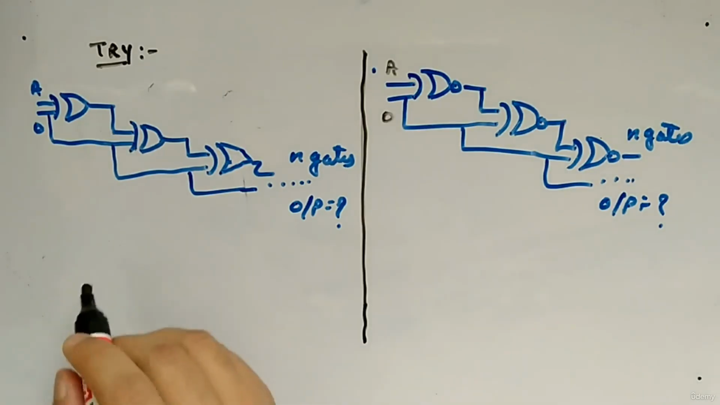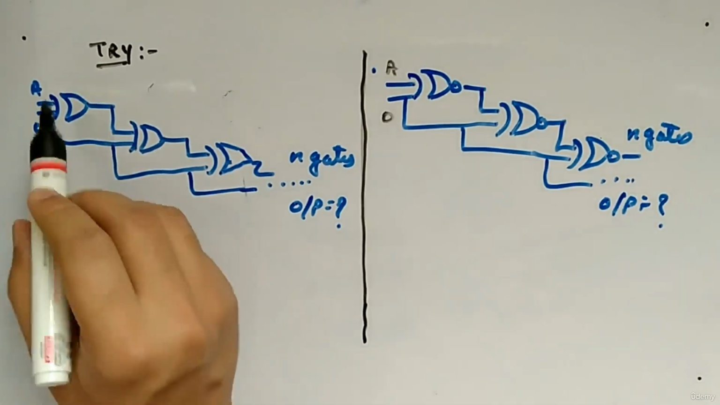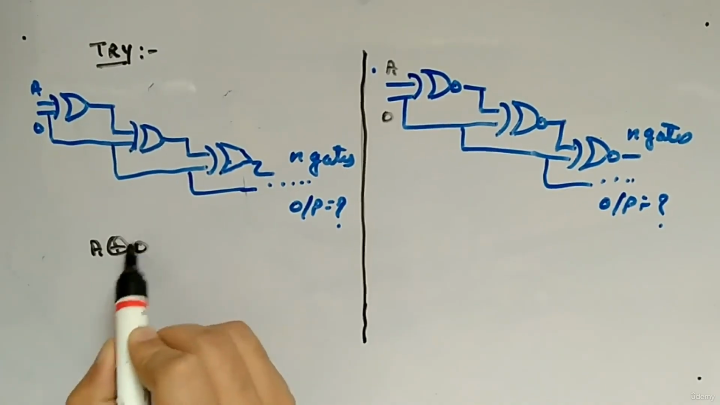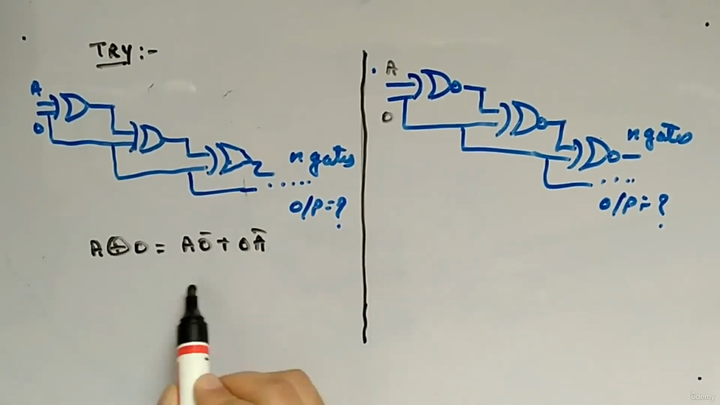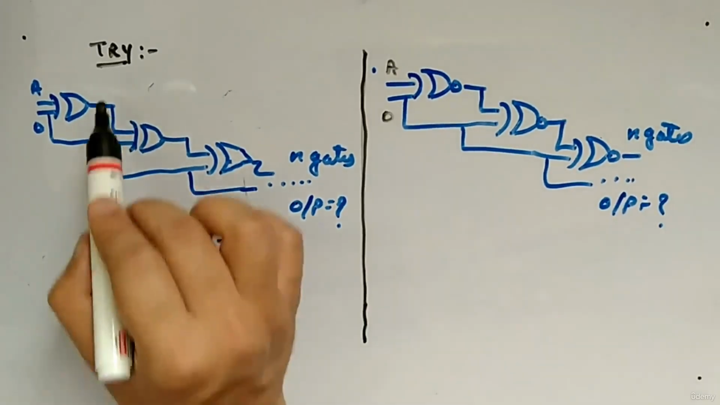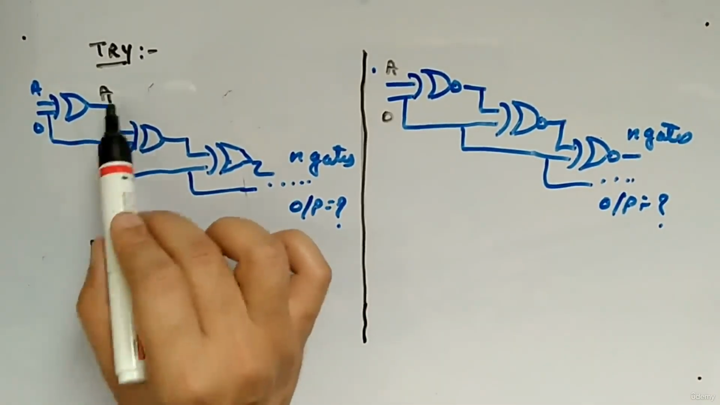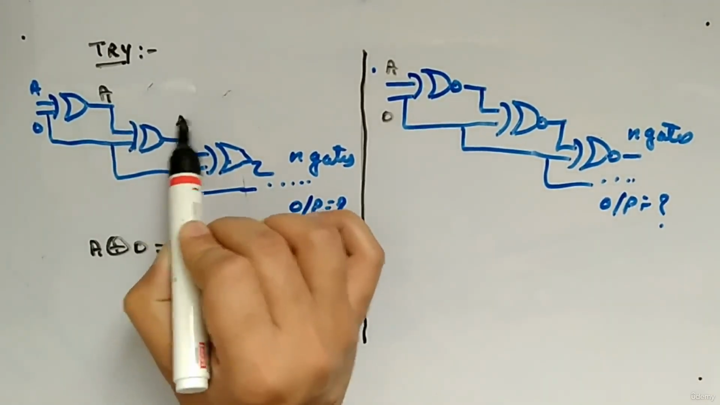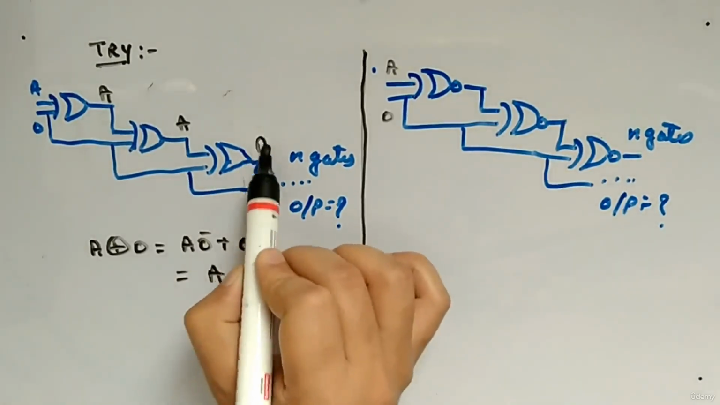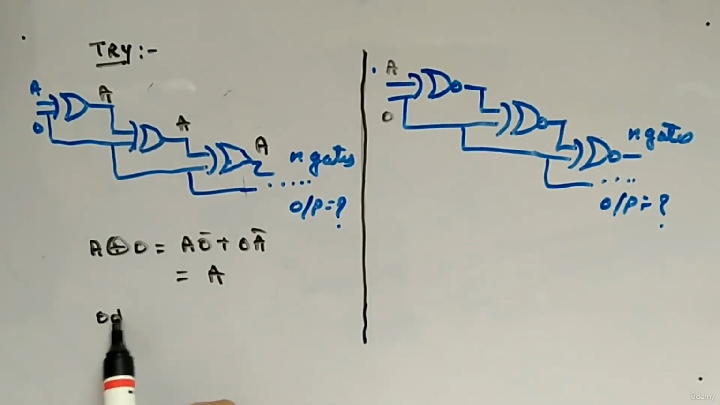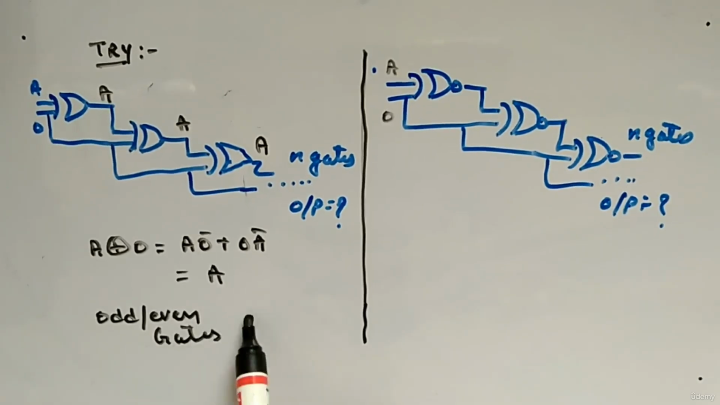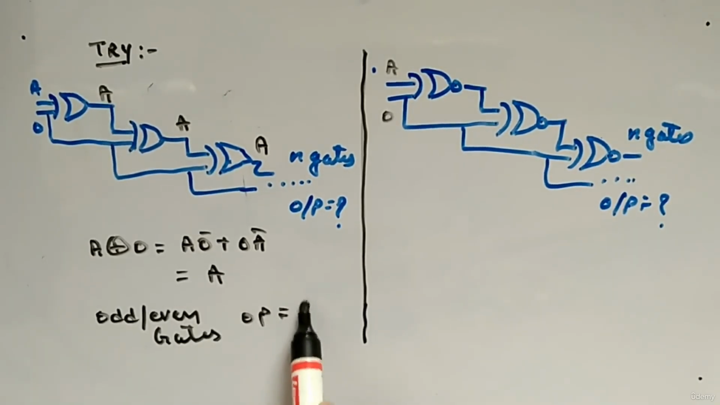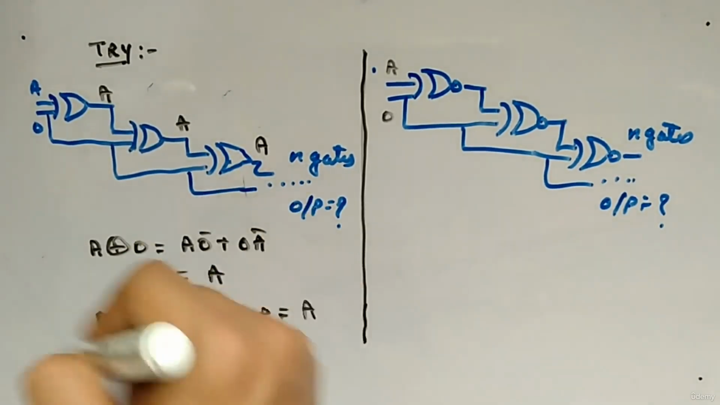So I'll do it. If A and 0 are XORed, what you can write is A 0 bar plus 0 A bar. This will give you A. Okay, so this is A. Now again you are XORing A and 0, so this is again A. Same concept. So whether you have an odd or even number of gates, it doesn't matter, the output will always be equal to A in this case.